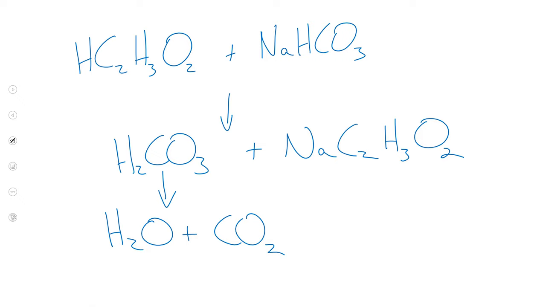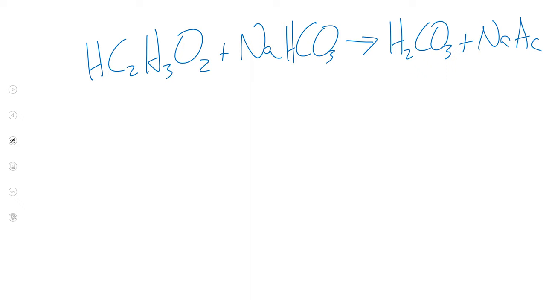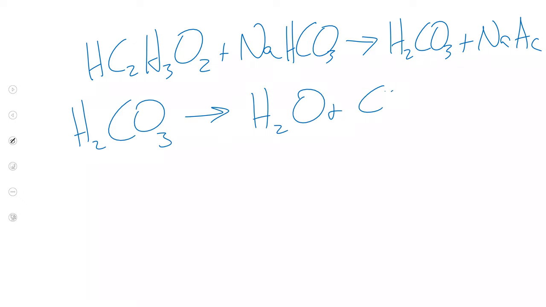So if I was writing both of these out in a more complete way, AC with a negative one charge is the shorthand for acetate, just in the interest of saving space here. And then we have carbonic acid turns into H2O plus CO2. If we added these together, we'd wind up with carbonic acid as a reactant and as a product, and we could just cancel it out.